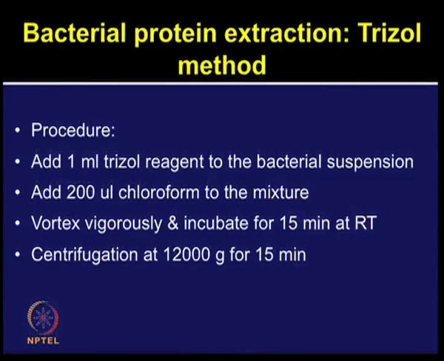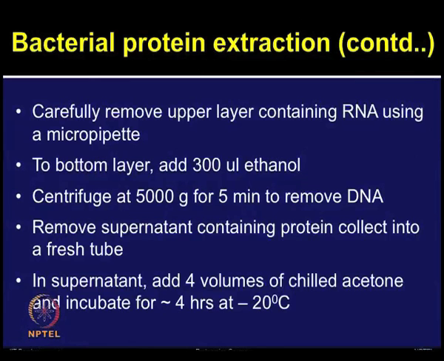Centrifuge the sample at 12,000 g for 15 minutes. After the centrifugation, remove the upper layer which contains RNA, and to the bottom layer you can add ethanol. Again you need to centrifuge, at 5000 g for 5 minutes. This step will remove any DNA contamination. In fact, this step can be used for keeping the material safe for further DNA extraction. The same applies to the previous step where you can collect the RNA, which can be further used for RNA cleanup and preparation.